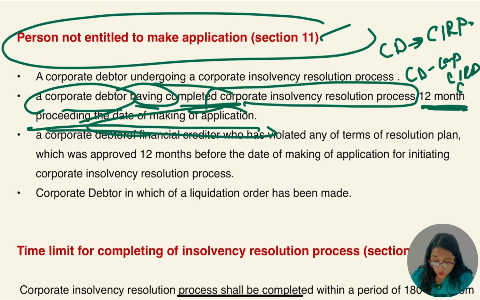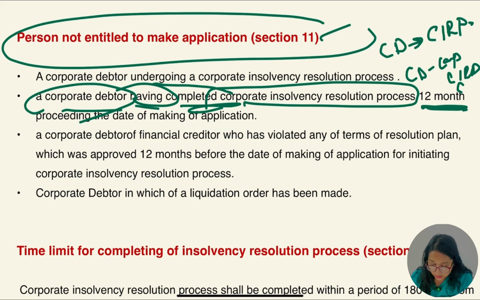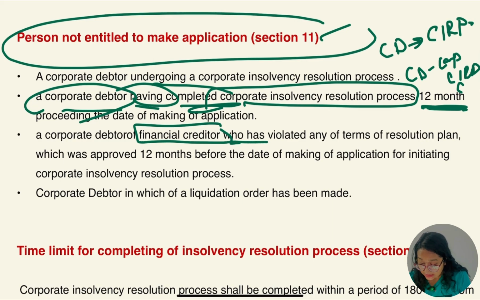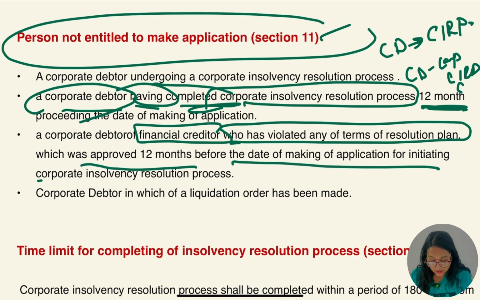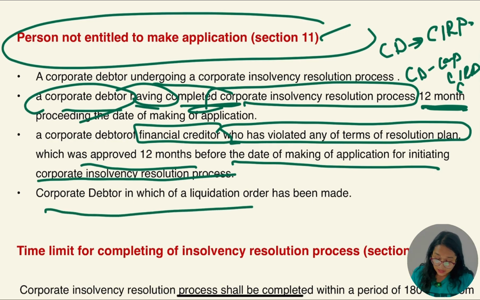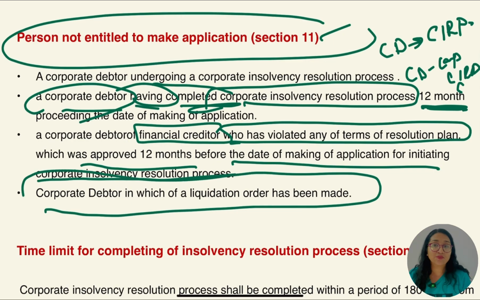So the third point is the corporate debtor of whom? Of the financial creditor. The corporate debtor of whom? The financial creditor has violated any terms of a resolution plan which was approved 12 months before the date of making application for initiating corporate insolvency resolution. So if any corporate debtor violates the law, in that case that person is not entitled to make the application. Last, a corporate debtor in which a liquidation order has been passed.